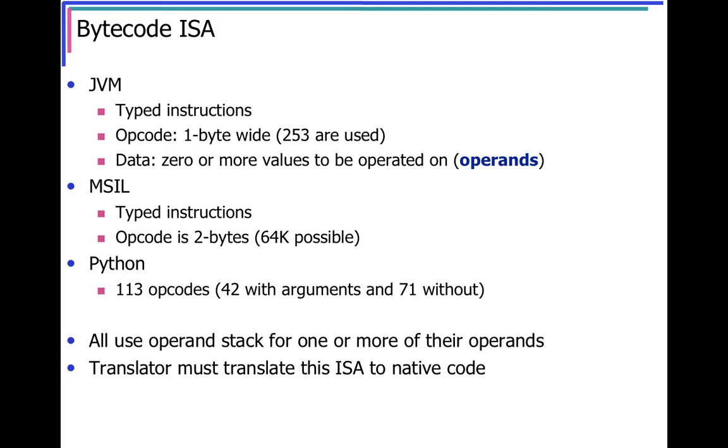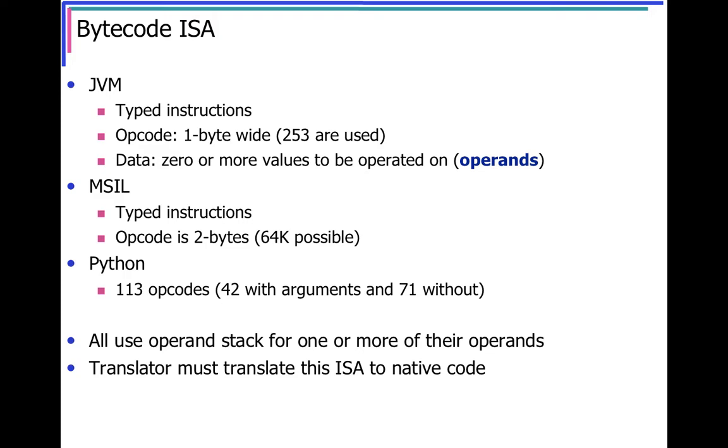MSIL is the Microsoft Intermediate Language for the .NET runtime. It's very similar to the Java bytecode. However, there are opcodes that are 2 bytes in length, which gives us 64K possible instructions in this language. Finally, Python has a bytecode format. It has 113 opcodes. 42 of them have arguments, 71 do not, and these are untyped opcodes. So both MSIL and the JVM have typed instructions, and Python does not.